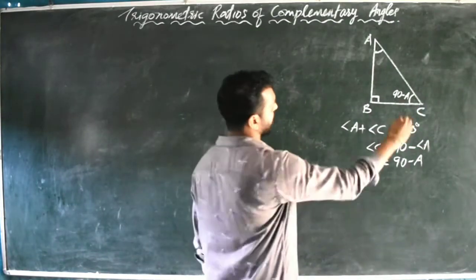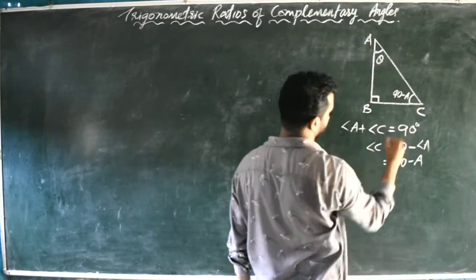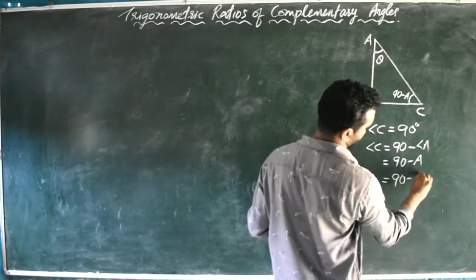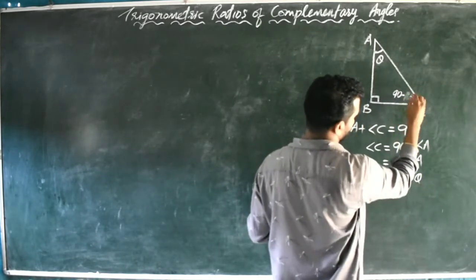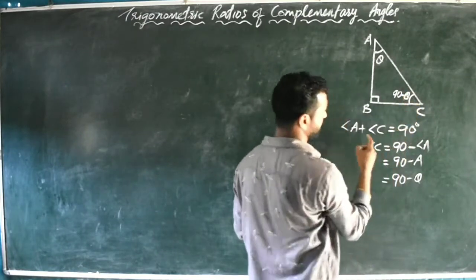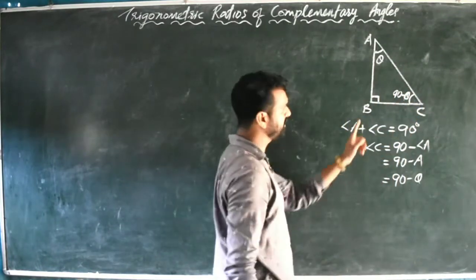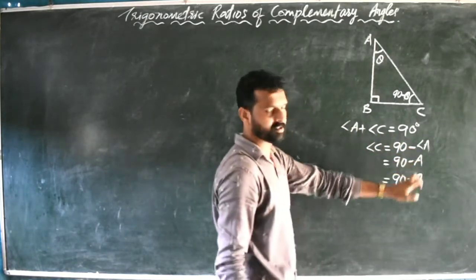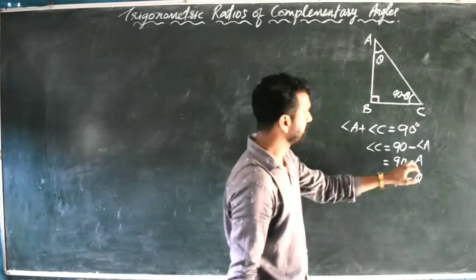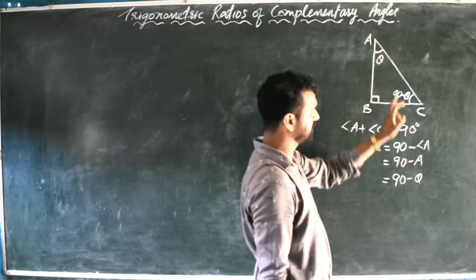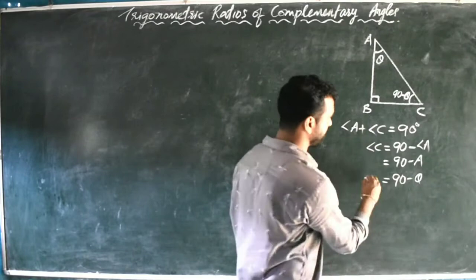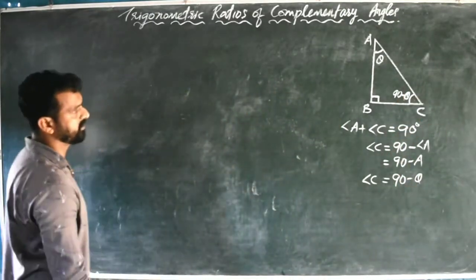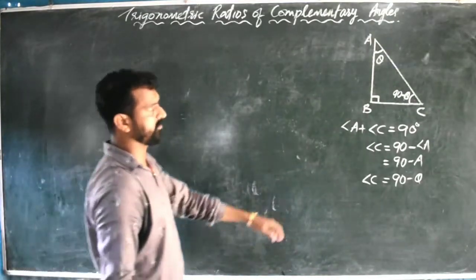If we consider angle A as theta, then in place of A we can write 90 minus theta. Angle A plus angle C is equal to 90 degrees. Angle C is equal to 90 minus angle A, transposing angle A to the right side. If we consider angle A as theta, then angle C is equal to 90 minus theta. Now find out all the trigonometric ratios of angle A.